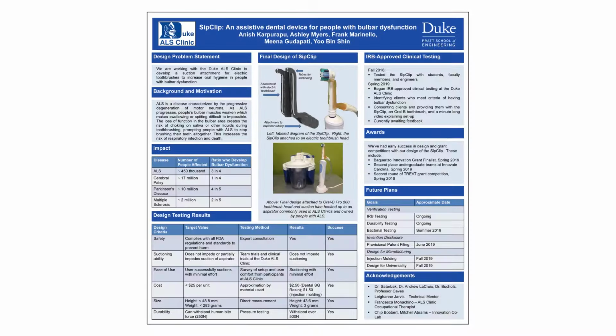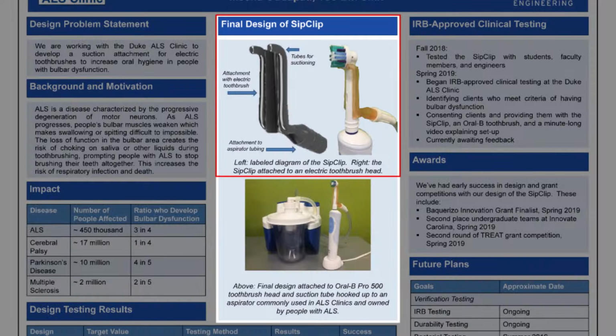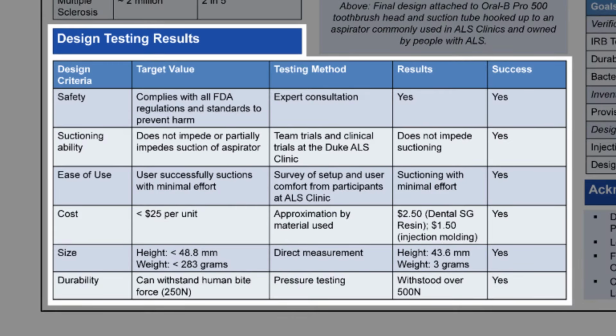Their main result, the pictures of their device, is central. The top picture has labels to point out key elements. The picture below shows the design in its clinical application. The design testing results table contains their design criteria, testing methods, and results. This is a compact and clear way to demonstrate lots of information.